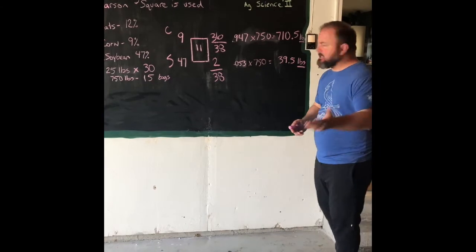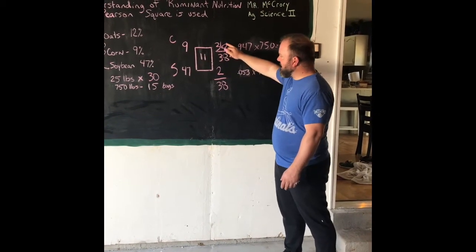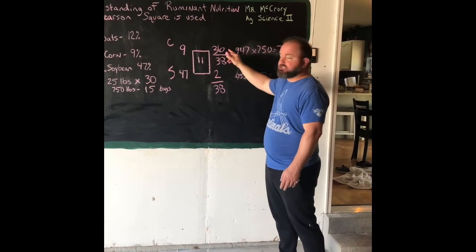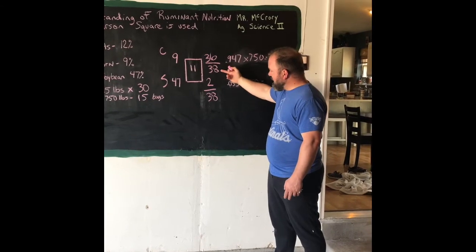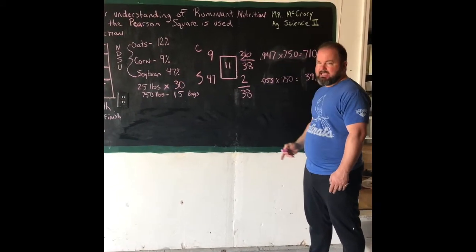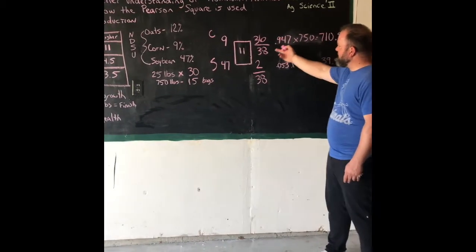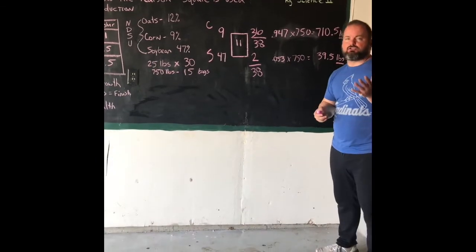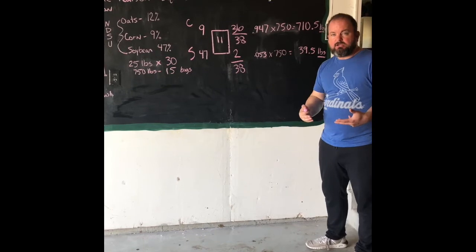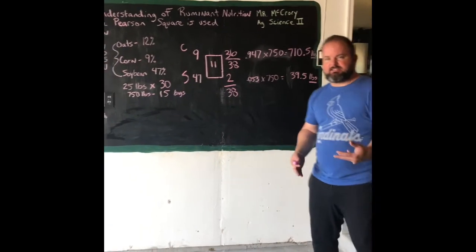So how did we get these numbers? We find the percentage by subtracting across, and this goes with this number, and this goes with this number. You add up your total parts, so 36 plus 2 equals 38. Then you divide to get these numbers here, and then you multiply that times the total amount of feed that you are making. So this is what people across the United States do every day when making feedstuffs.